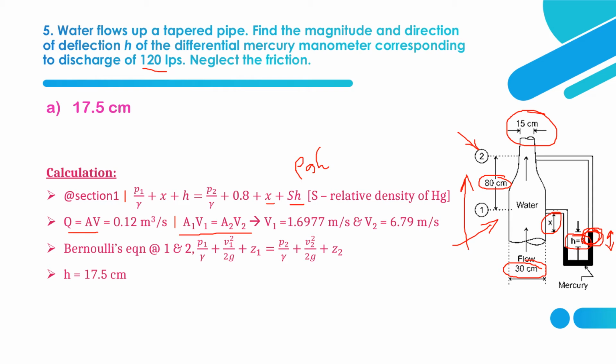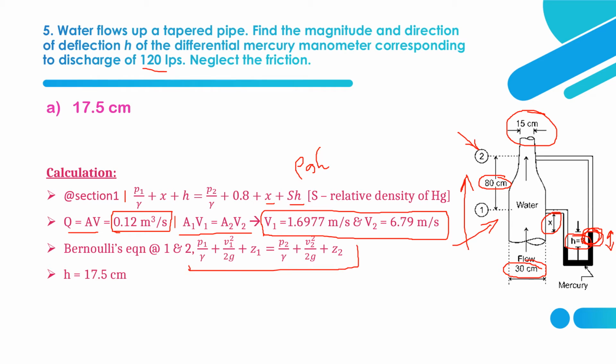By substituting all those things and by using this Q value, we can find either V1 or V2. By finding V1 or V2, correspondingly we can find V2 or V1. So this is how we have to calculate using continuity equation to find the velocity at both the sections. V1 equal to 1.6977 meter per second and the corresponding V2 as 6.79 meter per second. And Bernoulli's equation at 1 and 2 is given by this general formula. So by using this, we can get the answer for h.